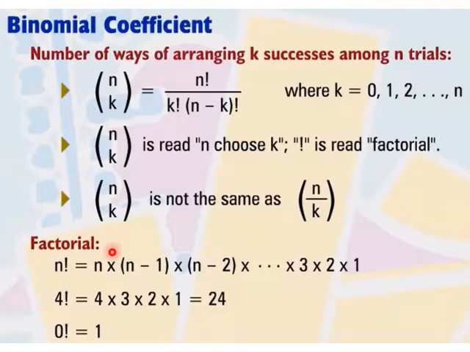So factorial: if n factorial is there, what we will do is n multiplied by n minus 1, multiplied by n minus 2, and so on, and the last would be 3 into 2 into 1. So for factorial 4, we do 4 into 3 into 2 into 1. What's the value? 4 times 3 is 12, 12 times 2 is 24. But there is one thing: 0 factorial has the value 1.